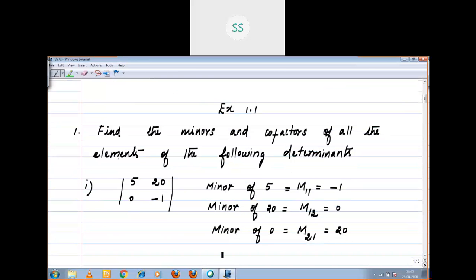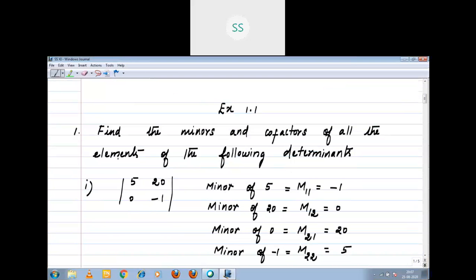Next, minor of minus 1. It is located in the second row, second column. That means M22. Second row and second column should be deleted, only 5 exists, that is the answer. I hope you people understood. Minor is nothing but, whichever element you are selecting, that particular row and column should be deleted. What should be the rest? That is the answer in 2 by 2.